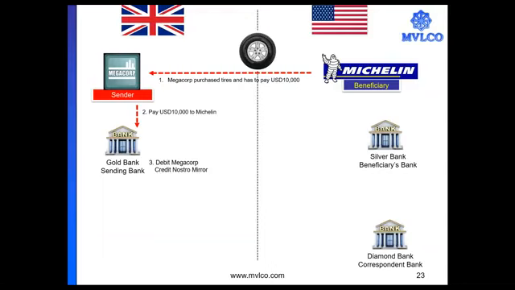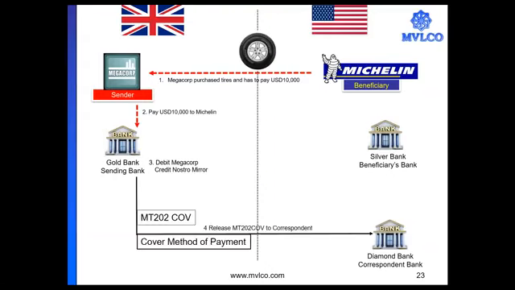In the earlier example, Gold Bank created an MT103 and from Gold Bank in UK, that MT103 went all the way to Diamond Bank in USA. Instead of that, Gold Bank creates an MT202 cover and sends it to Diamond Bank and creates an MT103 but sends it directly to the last bank in the payment chain, which is Silver Bank. So instead of sending this MT103 from gold to diamond and then from diamond to silver, we have sent it directly from gold to silver.